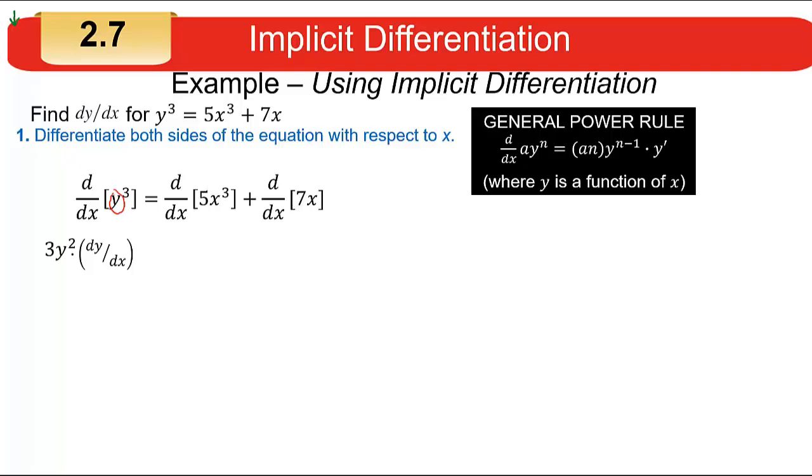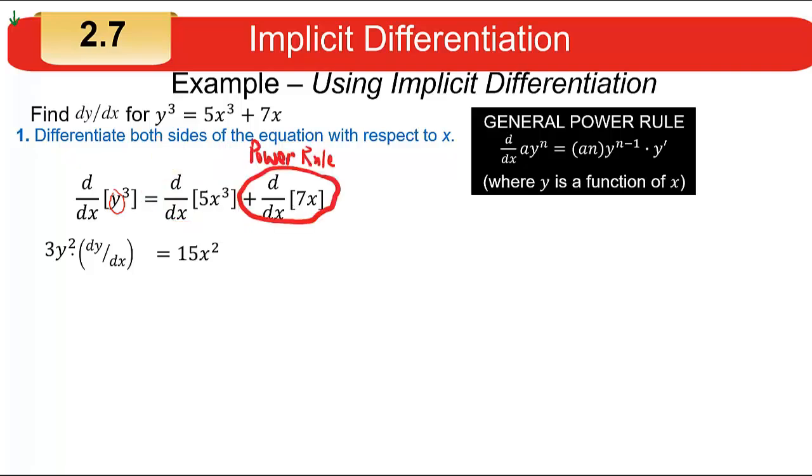Moving along, the next term is the 5x cubed. There is no y in it, and this is just x to a power. So this goes way back to just when we learned the power rule. There's no y in it. There's no function of x raised to the power. The derivative of 5x cubed is simply going to be 15x squared. 3 times 5 is 15. Drop the 3 down to a 2. Simple as it can be.